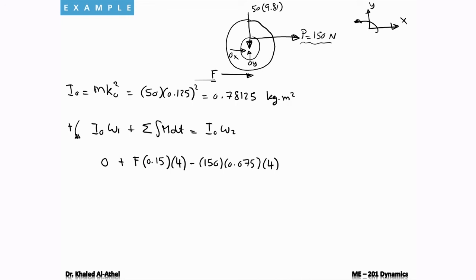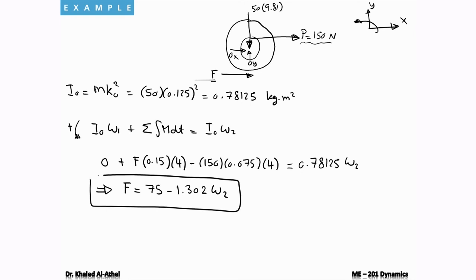The weight and the two reactions pass through point O, and therefore they do not give me any angular impulse. So this should equal 0.78125 omega 2, which is unknown. Okay, so this gives me an equation that has two unknowns. F will equal 75 minus 1.302 omega 2. So this is one equation that has two unknowns.